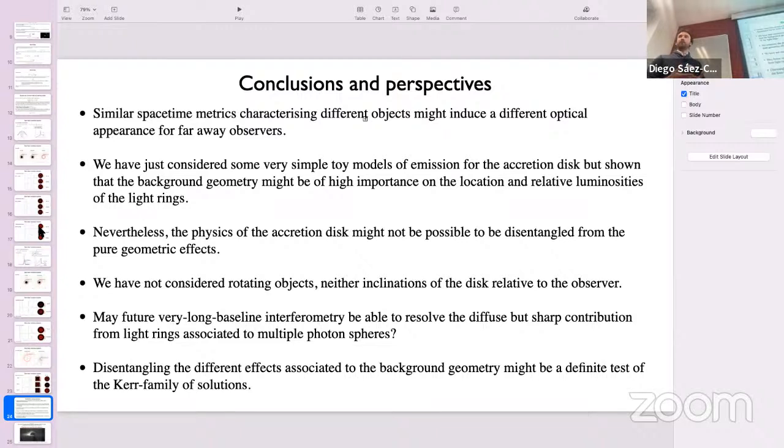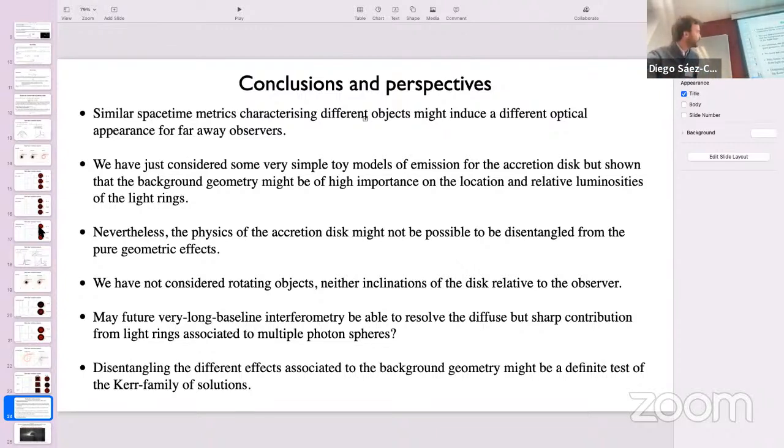As you all know, in general relativity, a stationary object must be within this family of solutions that are gonna be described just by three magnitudes, that are the electrical charge, the angular momentum, and the mass.